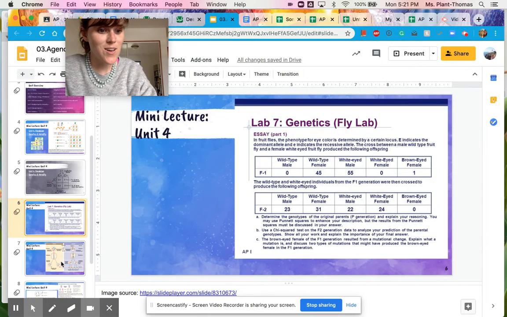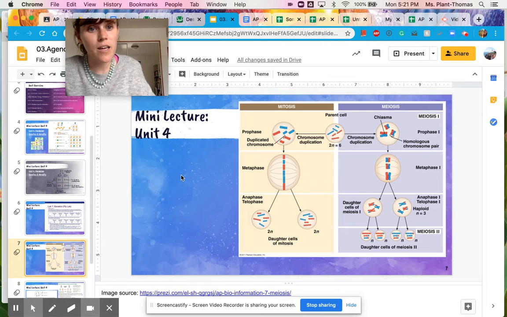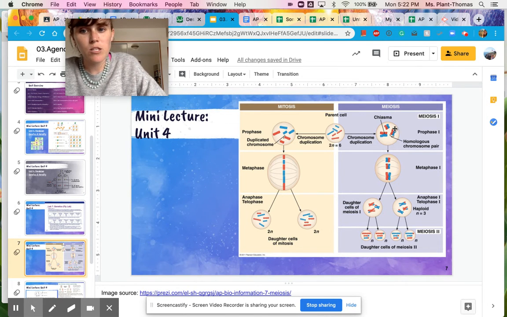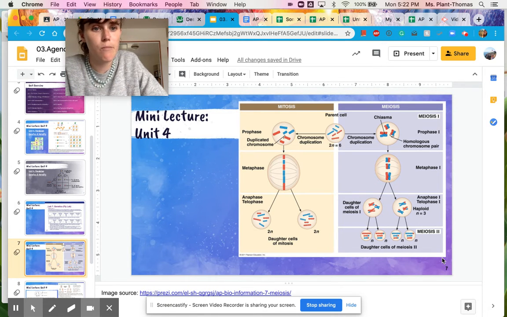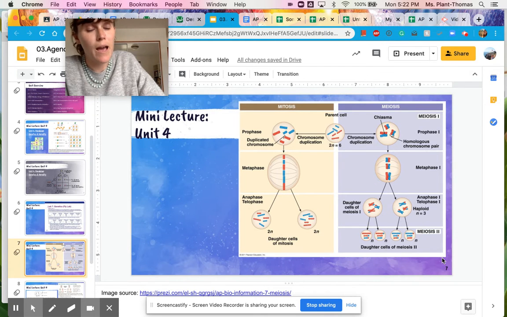Okay, so then we went on to talking about meiosis. This image I think could be helpful in showing you and reminding you of some of the key differences between mitosis and meiosis. The most important thing is that at the end of meiosis, we end up with 4 daughter cells that all are haploid, meaning they have half as much DNA as the parent cell, and that are genetically different from each other.